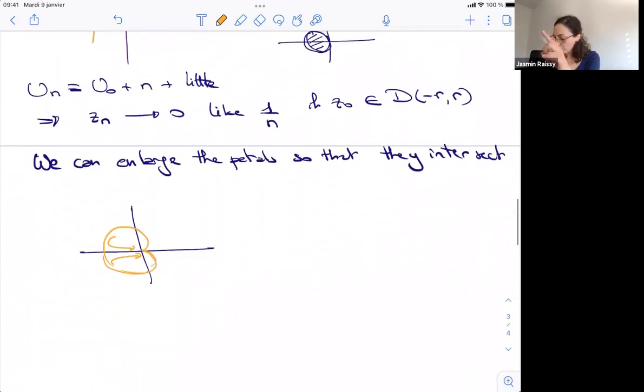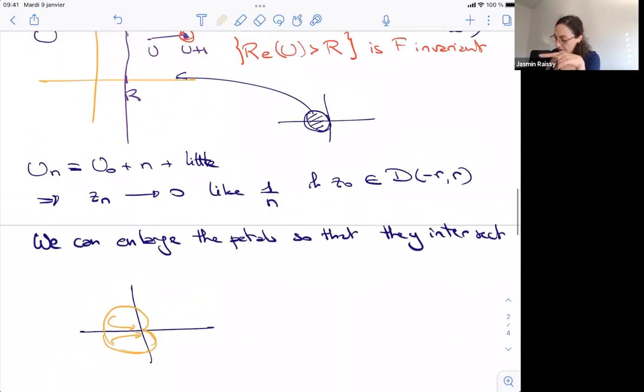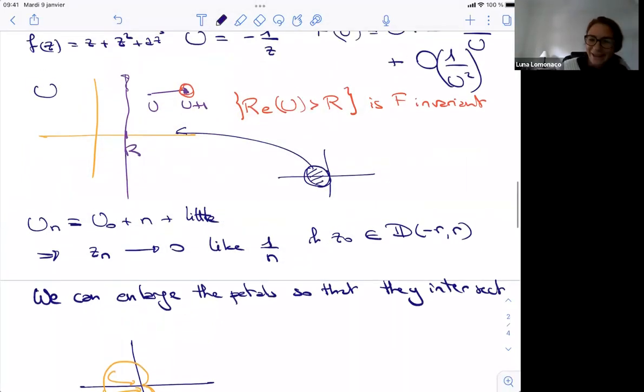Not exactly. No. This is a disk. Okay. This small disk that I pictured here. What I'm saying is that once you know that these two kind of open sets exist, now you can enlarge them. Now you're going to enlarge this region over here in order to get a larger petal. So if you want, I can give you all the details, which are pretty annoying, but it's fine. We can do that. But no, it's fine.